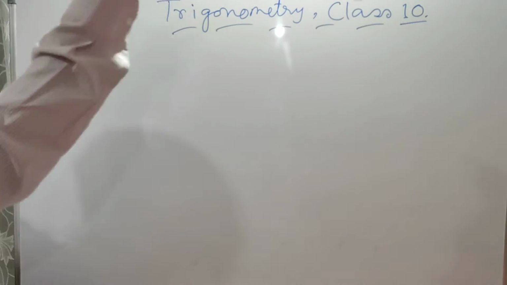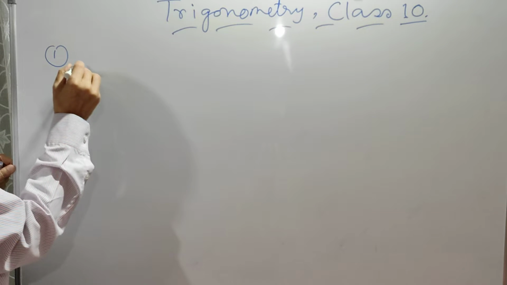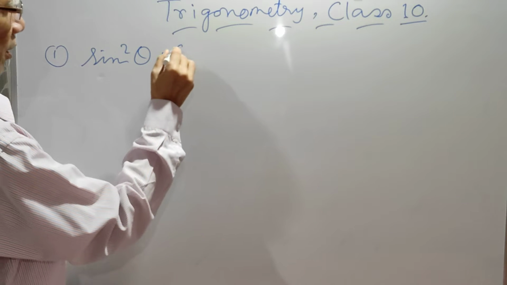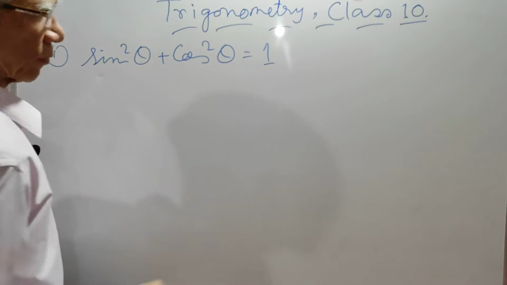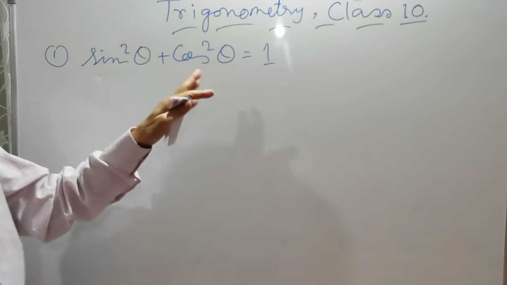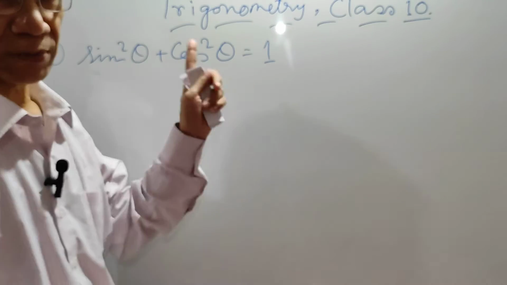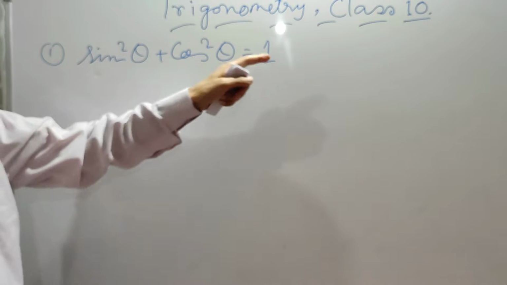Now these 3 important formulas we have. Firstly, sin square theta plus cos square theta equal to 1. Now how to get this formula, how to derive it, that I'm going to show. But first of all, let us see the important formulas. Sin square theta plus cos square theta equal to 1.